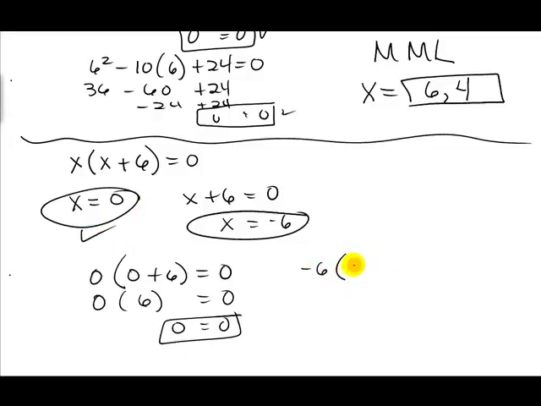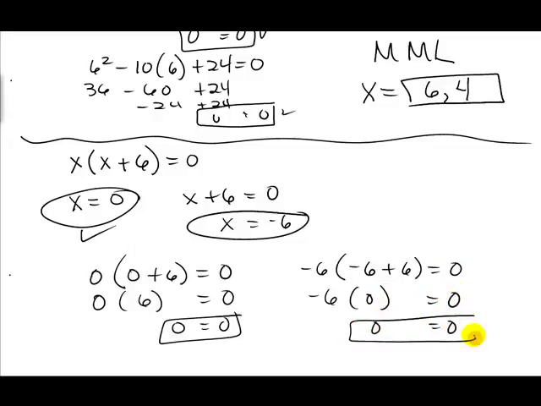-6 on the outside, -6 on the inside. Don't you love multiplying with 0? So easy, and that matches. So my -6 is correct.